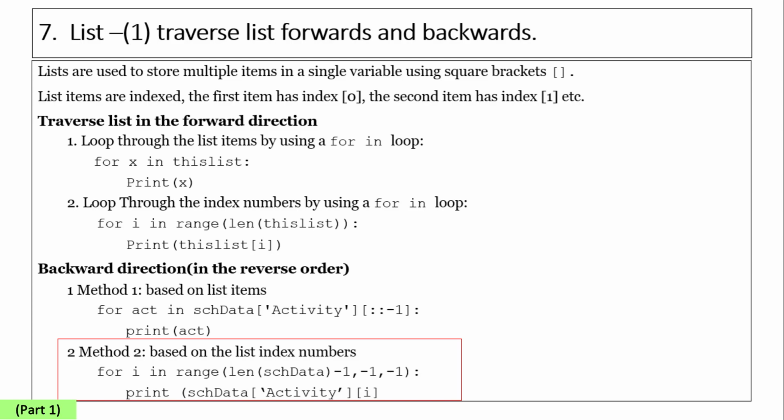The start index number is len(list) - 1. The end index number is 0. The range method requires -1 to make the end index 0, in a step by -1.